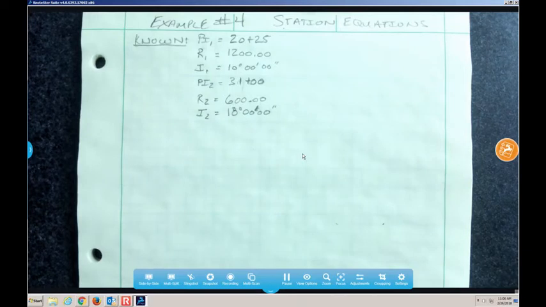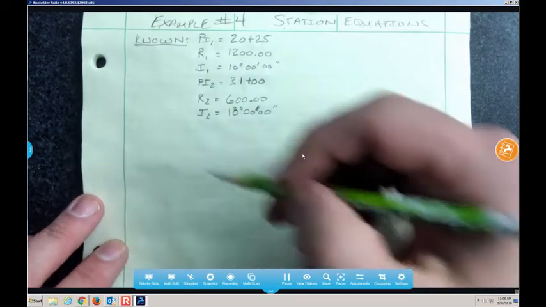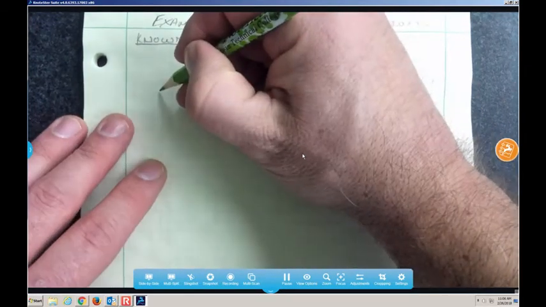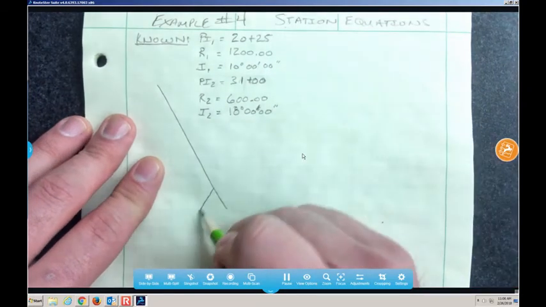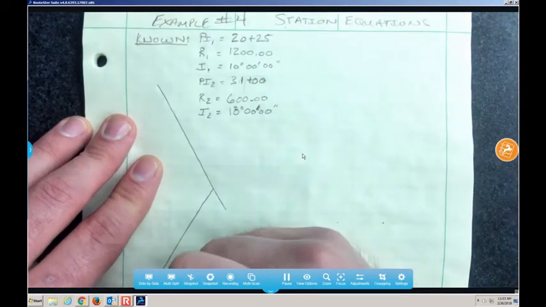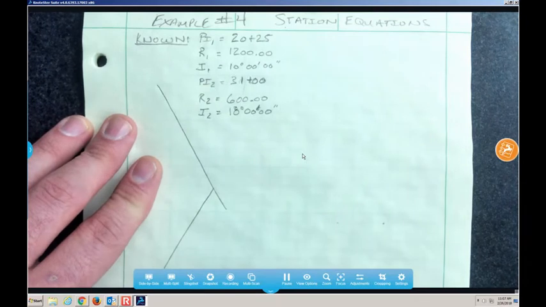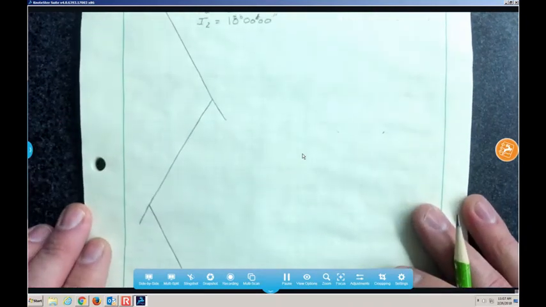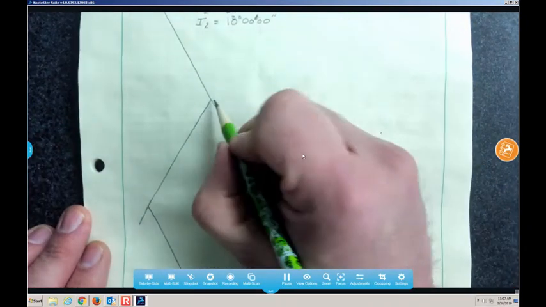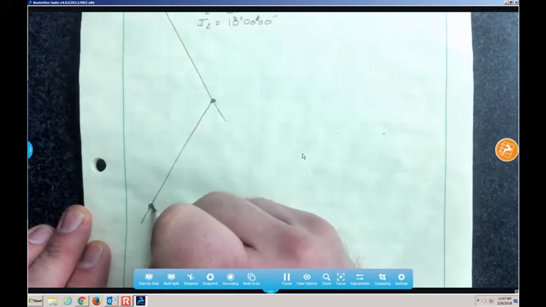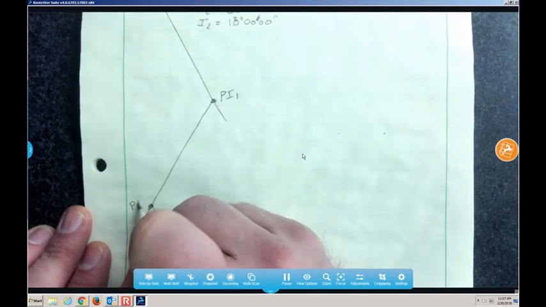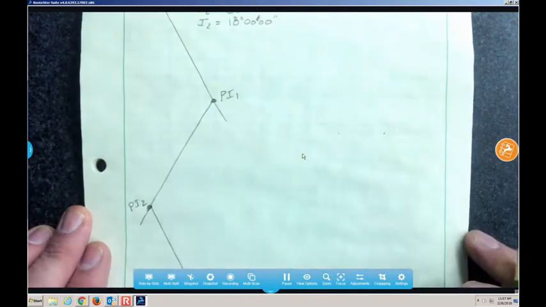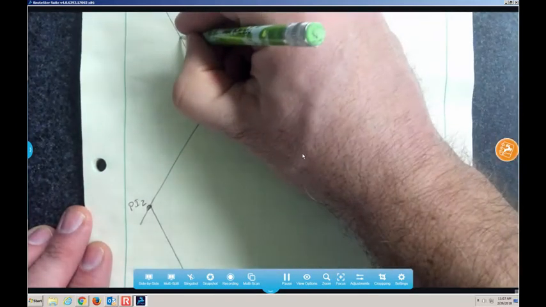Okay, so that's all the stuff we know. So I'm going to just draw some curves out here so I can write my information on it. I'm not going to do them to scale right now. They should be to scale. Okay, so I'm going to draw my PIs. This is PI1. This one's PI2. And my curve looks something like this.